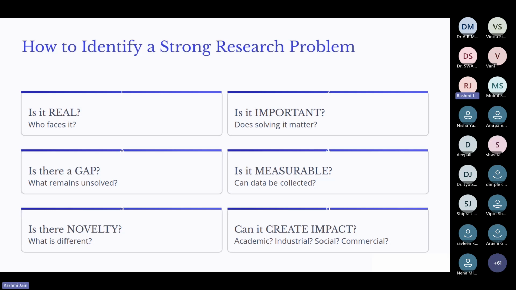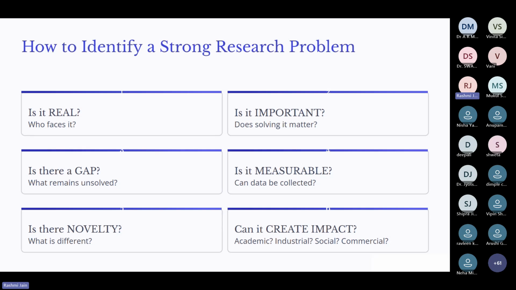Is it measurable? Can data be collected? So we discussed Ravleen's case, that she identified a very ethical topic to work on, but can data be collected? So is it going to be measurable? It should not happen that you've been working on it and then you get stuck somewhere in between because you're not able to collect the data well on it. So you should think about it.